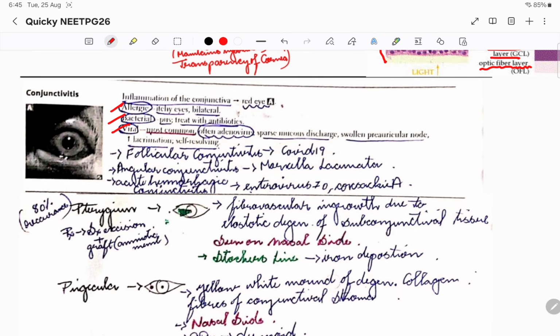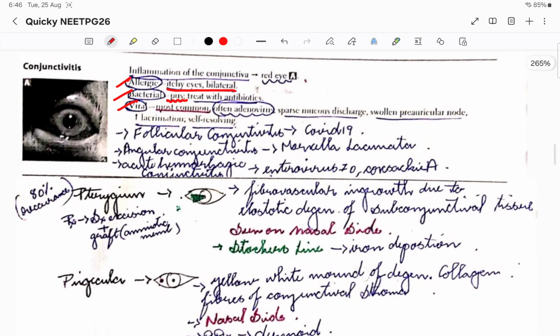In allergy, itchy eyes will be there and it will be bilateral. Whereas in bacterial infection, there is going to be pus. Then viral conjunctivitis is the most common. The adenovirus is the most common cause of viral conjunctivitis. Please remember that.